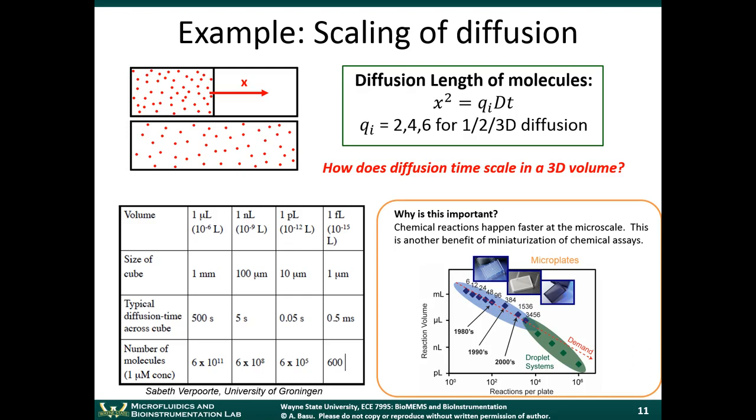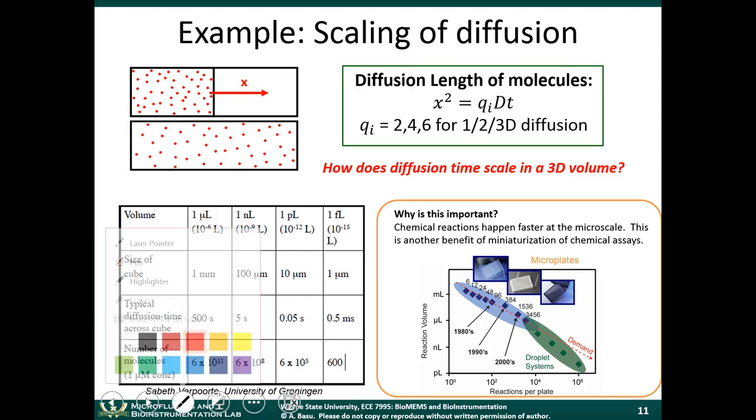If we were to take a volume, a cube, and shrink it down to smaller length scales. All right, so let's say starting off with the size of the cube, that's 1 millimeter. If the cube is 1 millimeter, it holds 1 microliter of sample. The typical diffusion time across this cube is 500 seconds. Well, that's a pretty long time, right? So when you're working at length scales of around a millimeter, you can't rely on instantaneous mixing by diffusion. You may actually have to wait for a while.